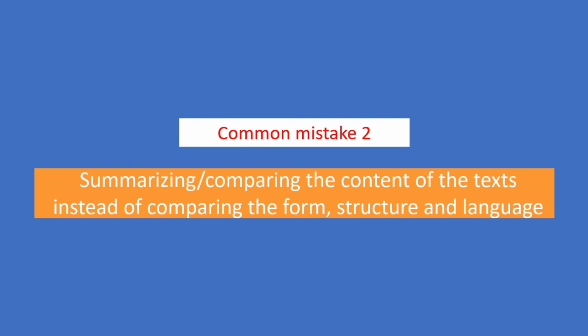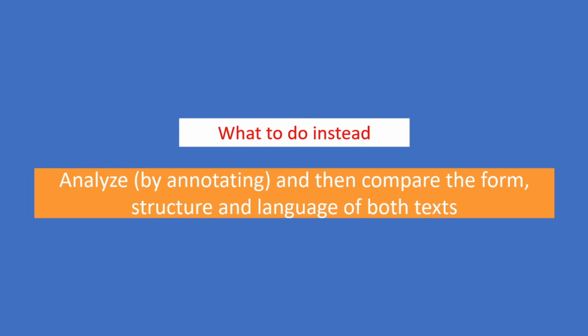The second most common mistake is that instead of comparing the form, structure, and language of the text, students summarize or comment on the content of the text. What this means is that you discuss what you and the author wrote about, what topics you dealt with, instead of how you dealt with the topic, and what language, structural, and formal devices you both use to make your points. This exam is not a test of your understanding of what the texts are about. That is a very basic level of analysis.